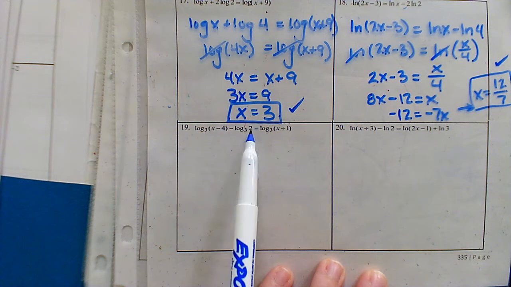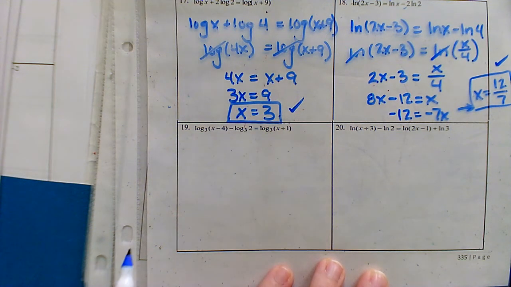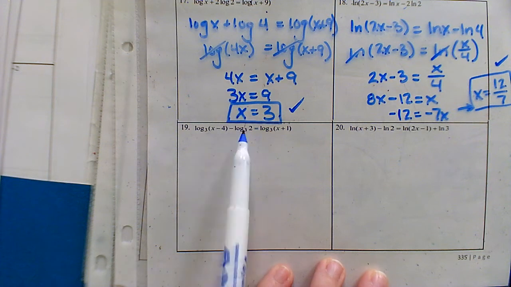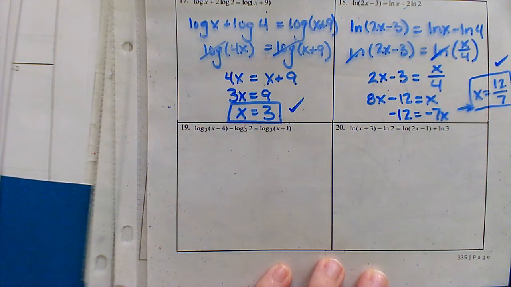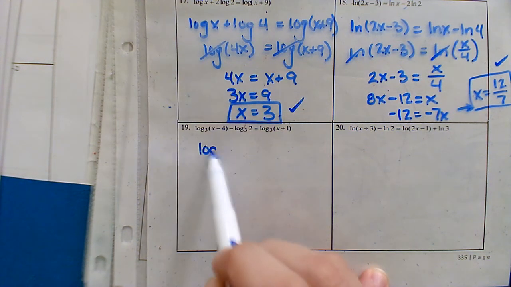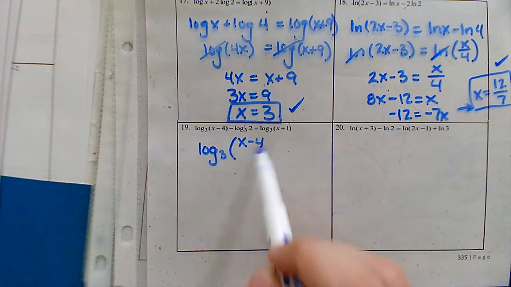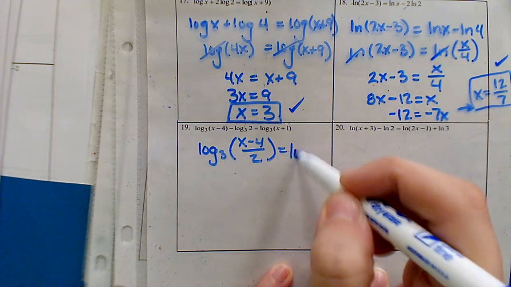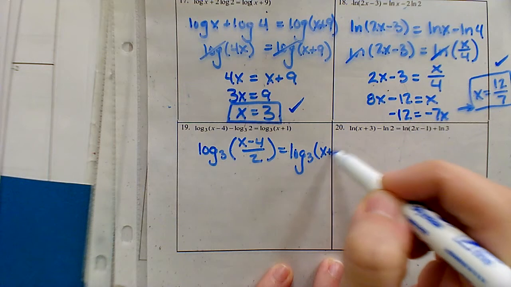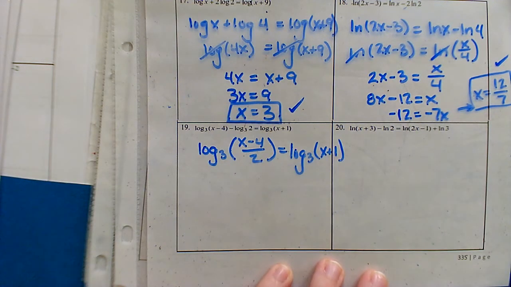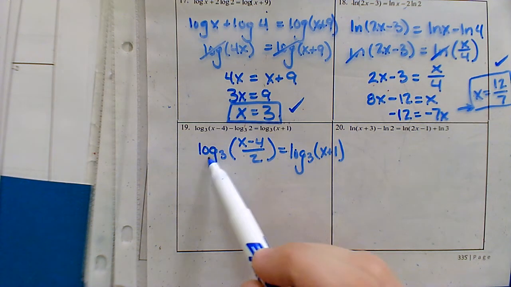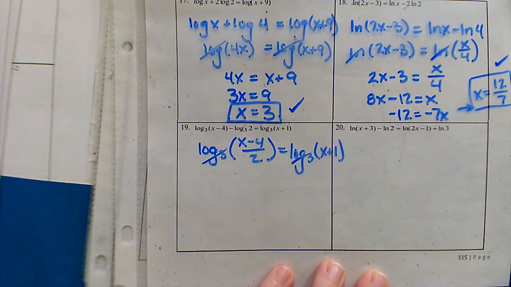Looks like we have 2 logs on the left, 1 log on the right. All the logs have a base of 3, so that's a good thing to notice. How might you want to turn the 2 logs on the left into 1 log? Can you divide x minus 4 by 2? There we go. x minus 4 divided by 2. We have 1 log on the left, 1 log on the right. They're the same exact log because they're both base 3, so you can imagine those canceling each other out because we already know they're exactly the same.